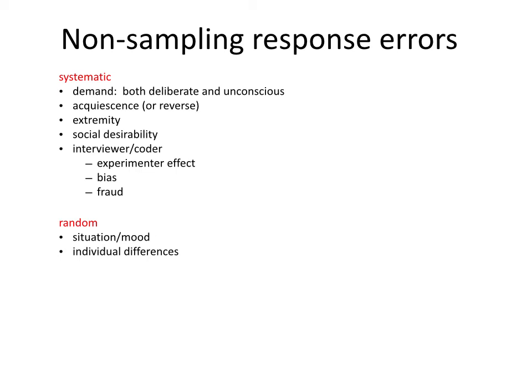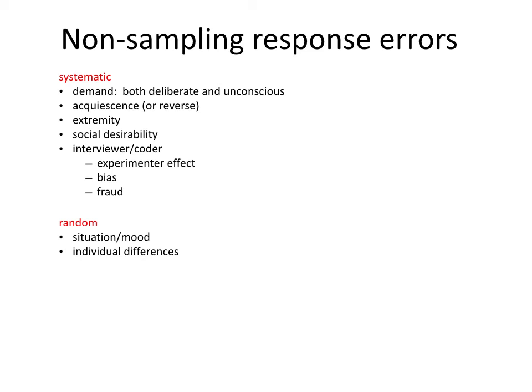Researchers that are being paid by the survey may commit fraud. They may complete surveys that are incomplete. They may fill out entire surveys that were never administered to anybody in order to be paid. Less likely, but certainly possible, is interviewers could change answers to questions in order to make the research come out in a certain way. So those are all systematic non-sampling response errors that occur in response to the survey itself.